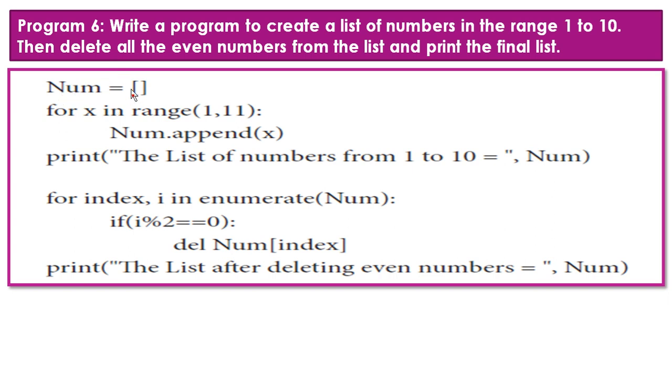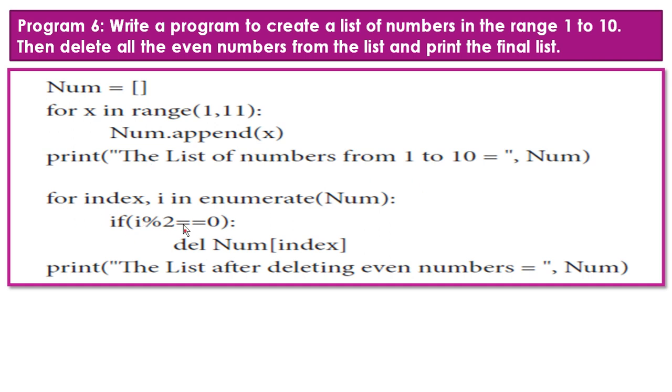So num is the empty list. This list gets its values from this for loop, 1 to 10. Each value is appended to num by using the append function. So num gets values from 1 to 10. Then this list is printed here. So we get the result 1, 2, 3, 4 up to 10.